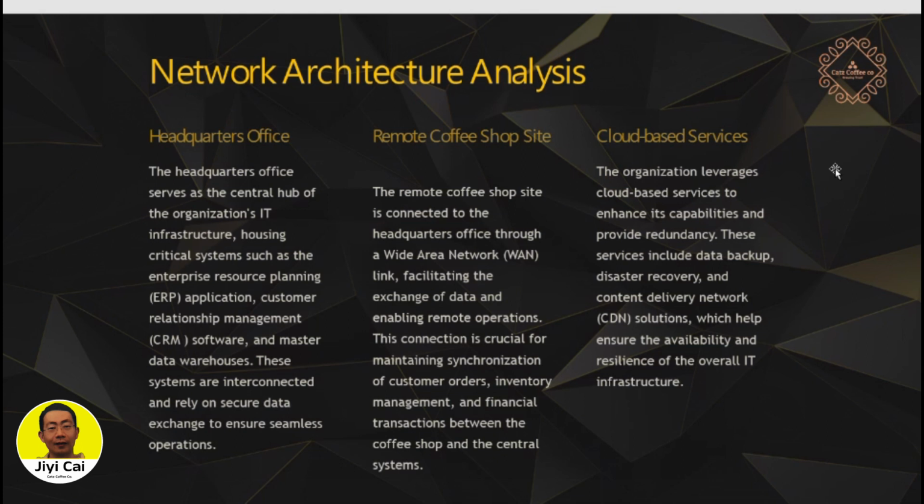So this is the network architecture analysis. Basically, the headquarters serves as the central hub, and it connects to the coffee shop for data exchange. So there will be a data pipeline between the coffee shop and the headquarters. Also, the headquarters has several other data pipelines connecting to the vendors for inventory, supply chain, and central kitchen.